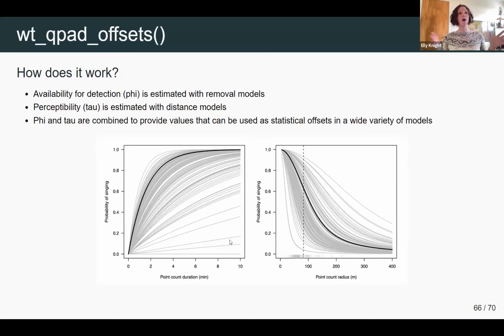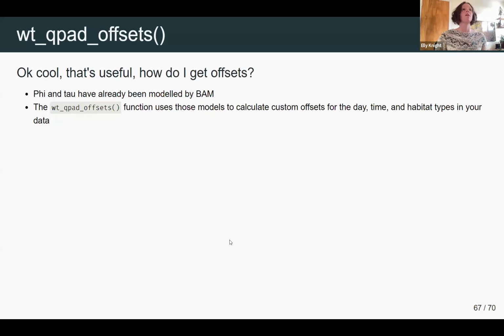How does it work? Well, what QPAD does is it models availability for detection, or phi, with removal models, and perceptibility, or tau, which is basically how far you can hear a species, with distance models. And then the two are combined to provide values that can be used as statistical offsets in a wide variety of models. Okay, fine, that's useful, but how do you get the offsets? Well, we at BAM have actually already modeled phi and tau for you under a variety of conditions with a variety of covariates. And so the QPAD offsets function uses those models that we've already put together to calculate custom offsets for your data set.